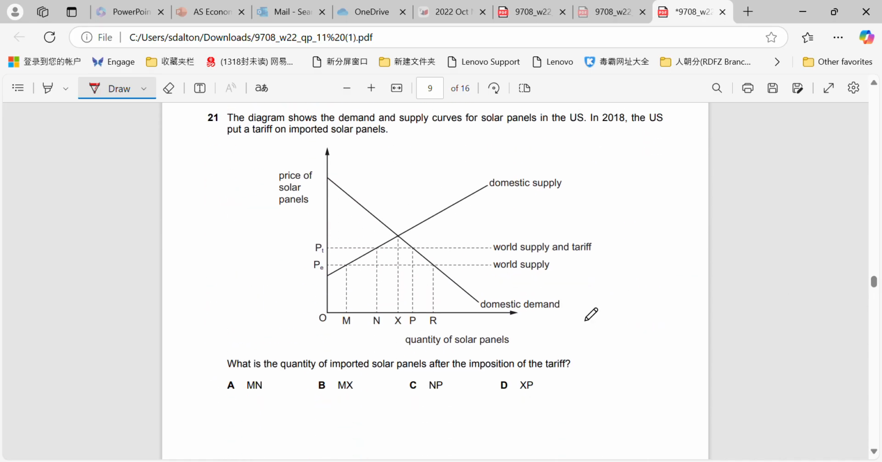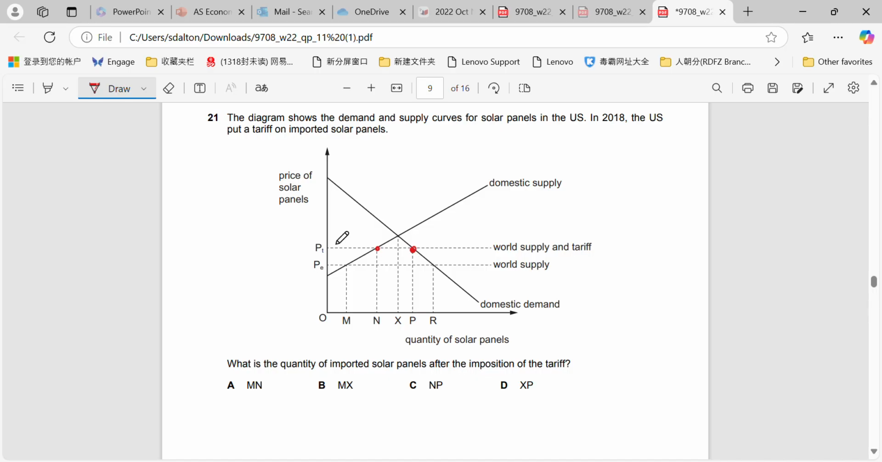Okay, also very simple. Looks like a complicated diagram, but it's not, because this diagram never really changes, with the effect on the domestic industries for tariffs and on the values. So the diagram shows the demand and supply curves for solar panels in the US. In 2018 they put a tariff. What is the quantity of imported solar panels after the imposition of the tariff? Okay, very simple. What is the quantity of the imported solar panels after the tariff?